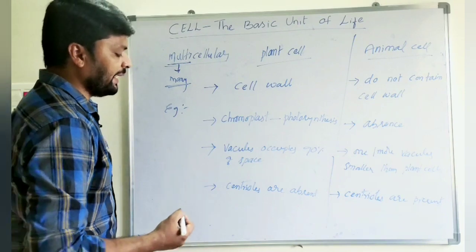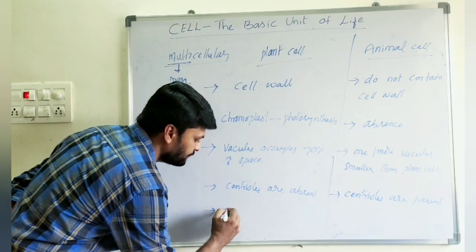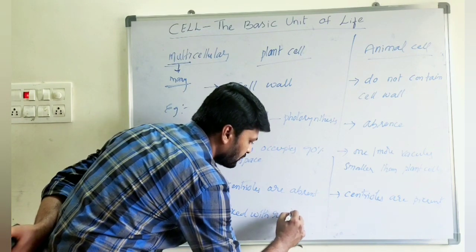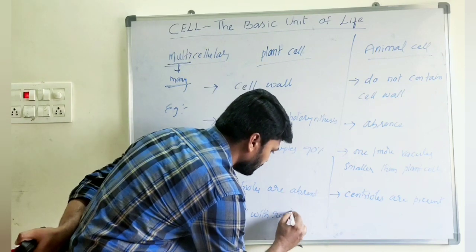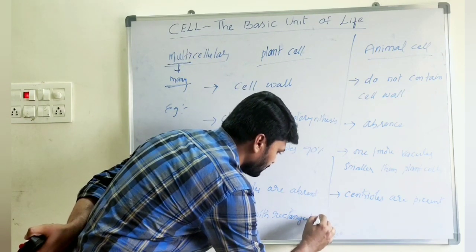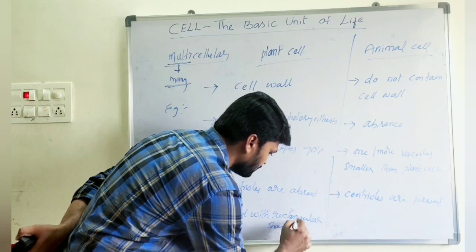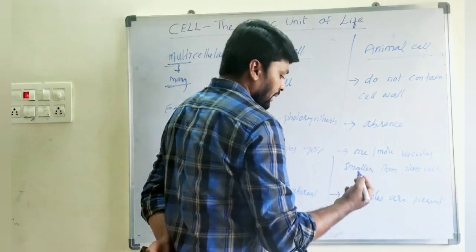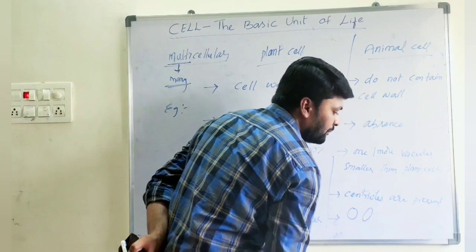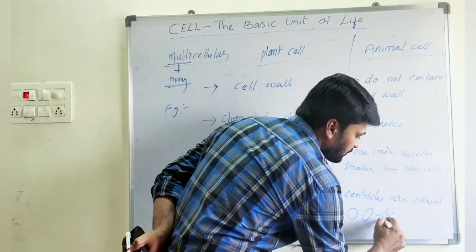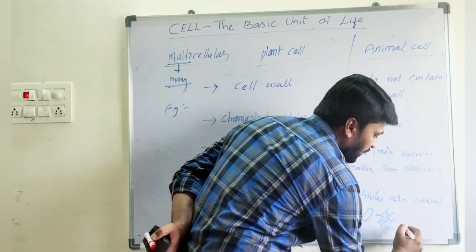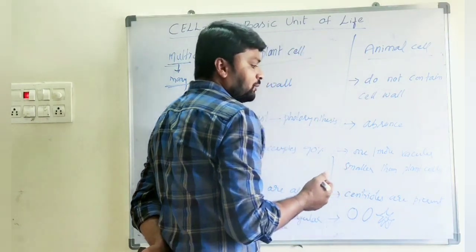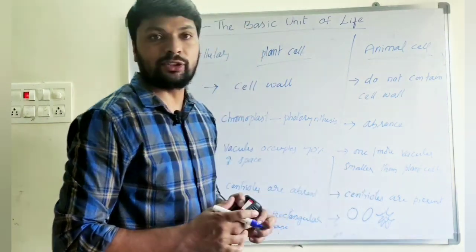The shape of a plant cell is fixed, with a rectangular shape. Whereas in the case of the animal cell, we will find different kinds of cells like round shape, oval shape, star shape, and the nerve cell, if you observe it, has a body and a tail. So like this, we will find different shapes in the case of the animal cell.